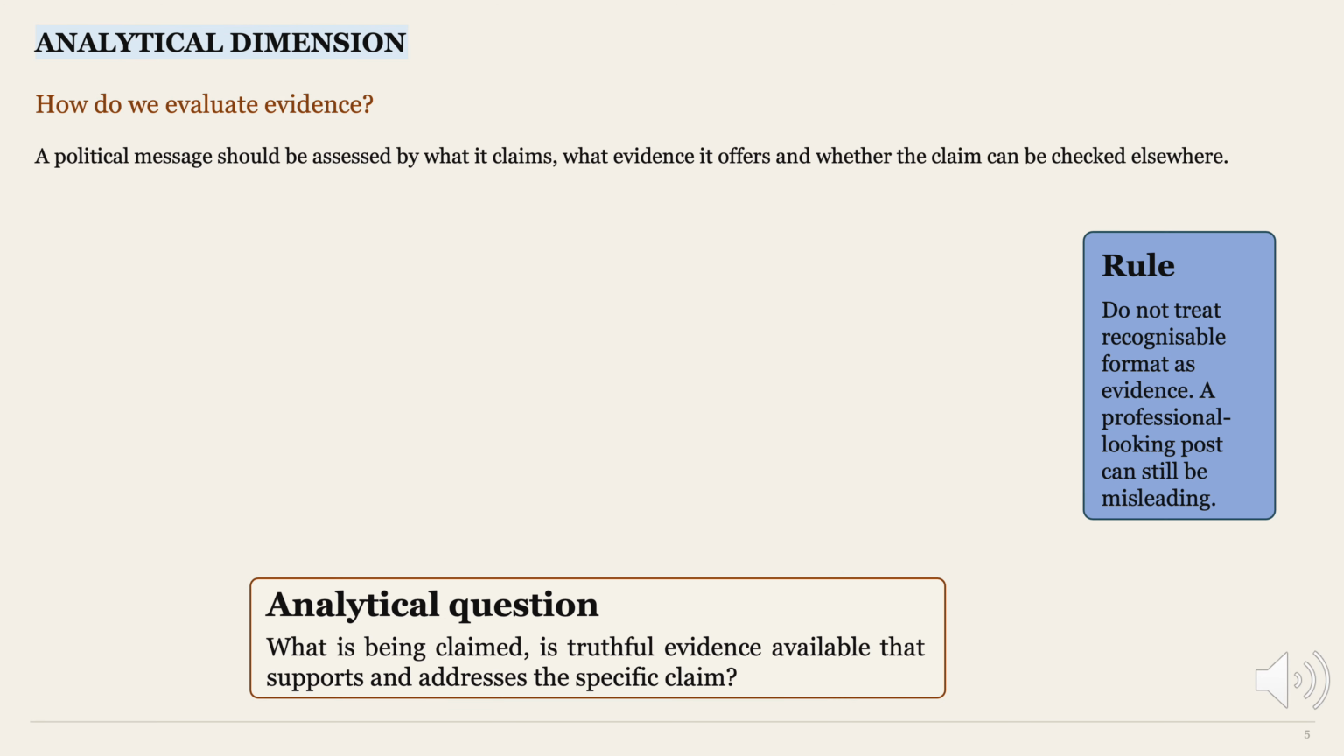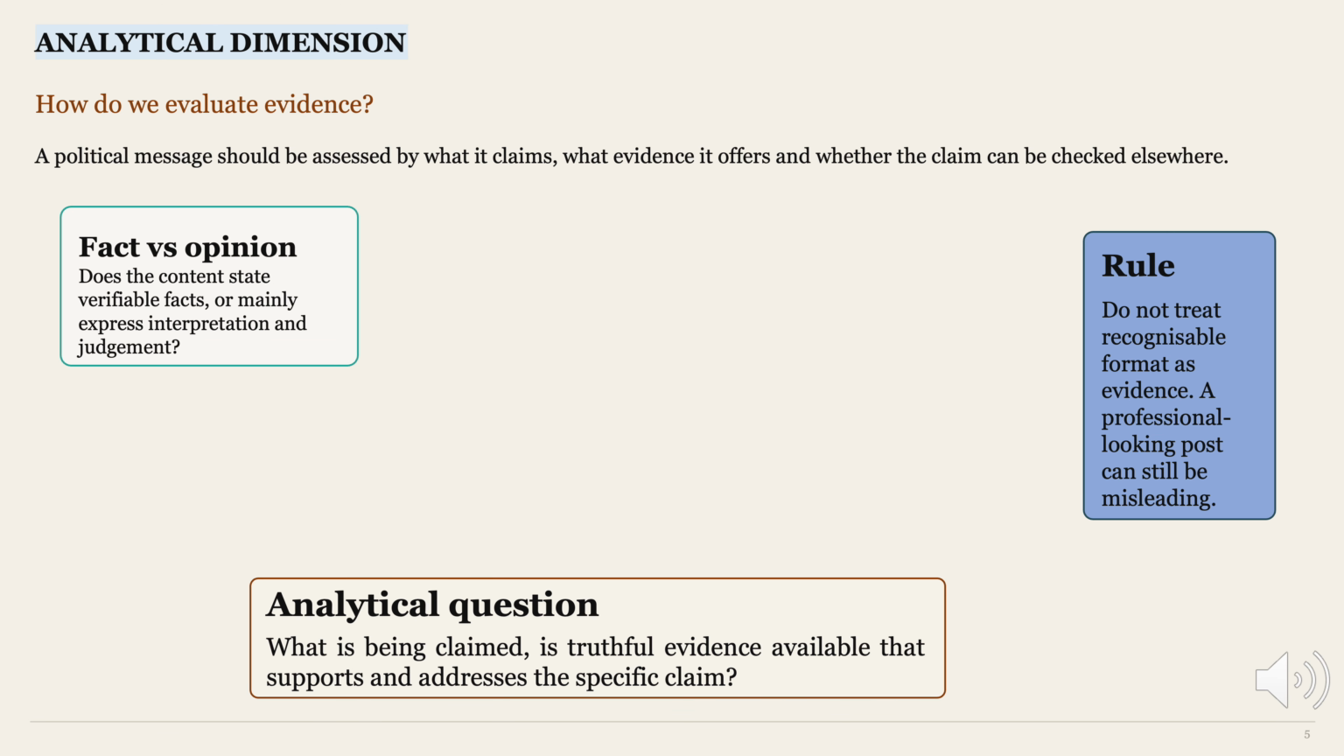An online political message should not be judged only by how professional it looks or how persuasive it sounds. It should be assessed by what it claims, what evidence it provides, and whether that evidence can be checked elsewhere. First, the user should clarify what is being claimed. What does the author actually state? Once the claim is clear, they should distinguish between facts and opinions. Some messages make verifiable claims, others mainly express interpretation, judgment, or political position.